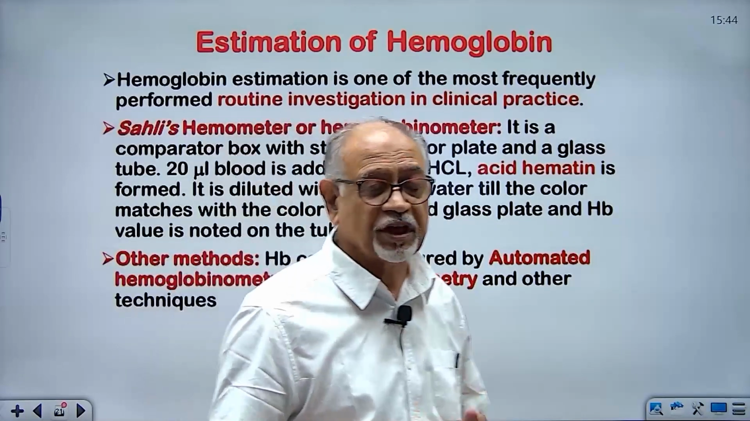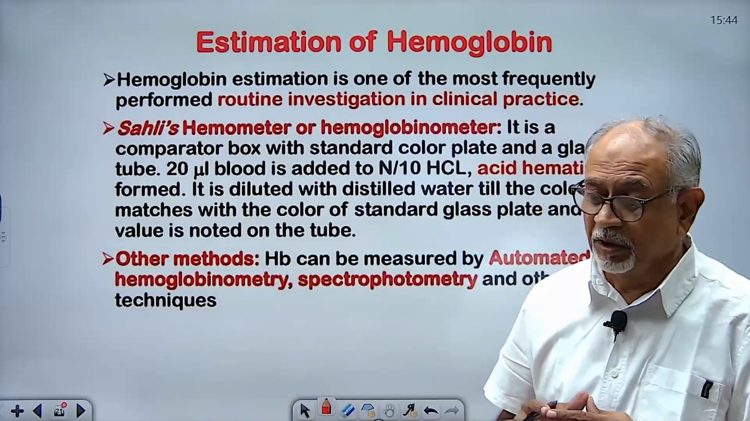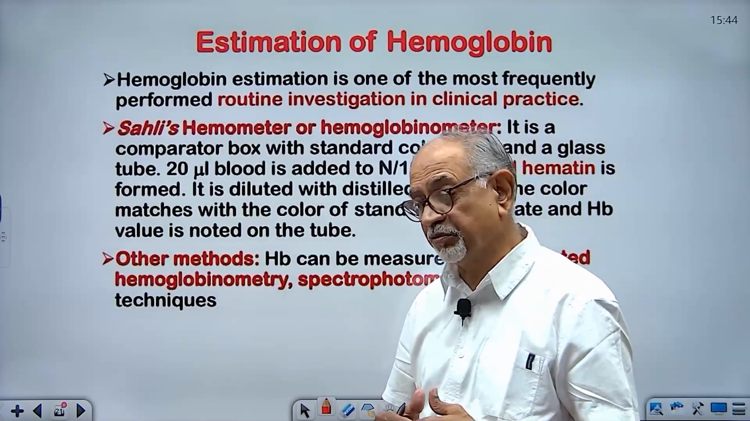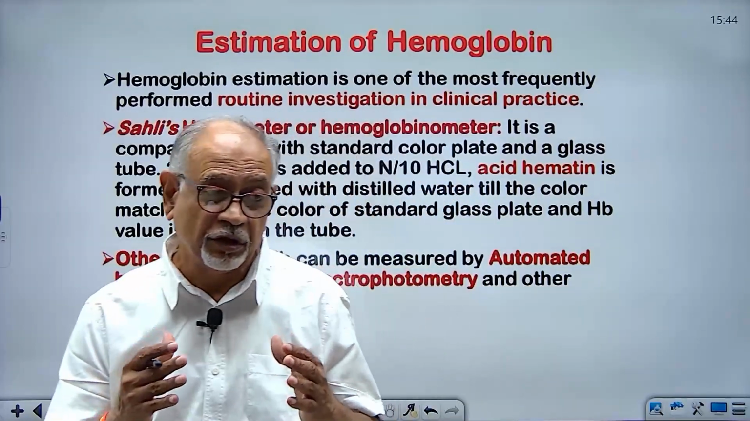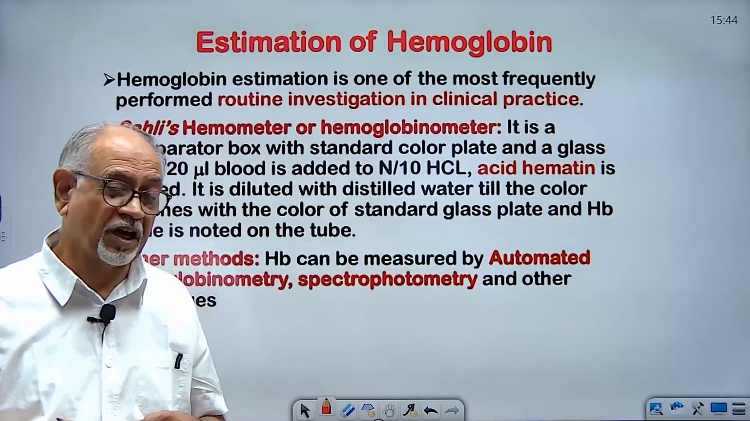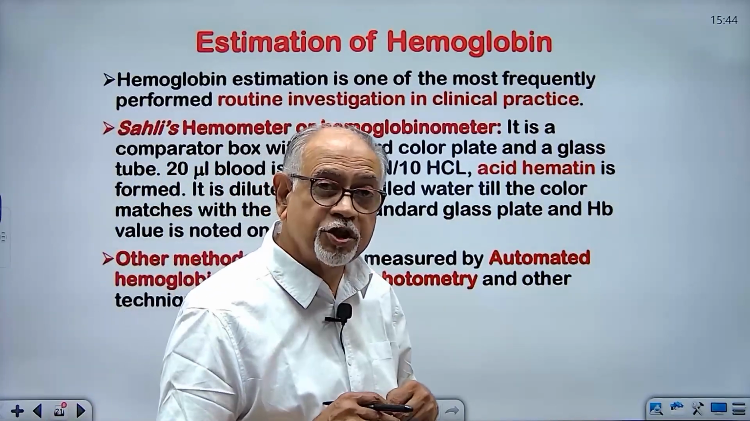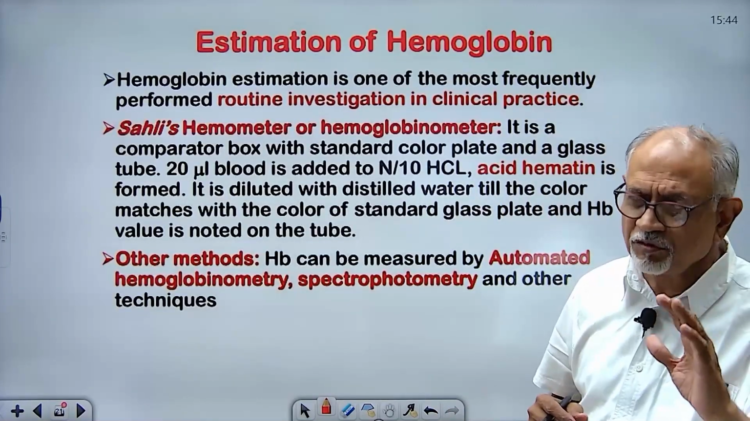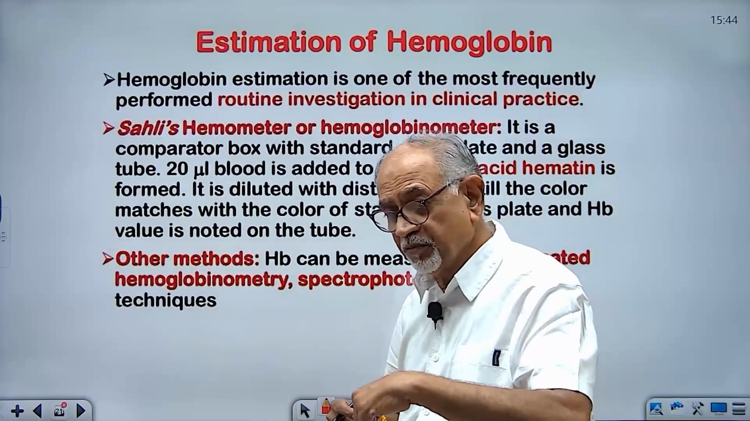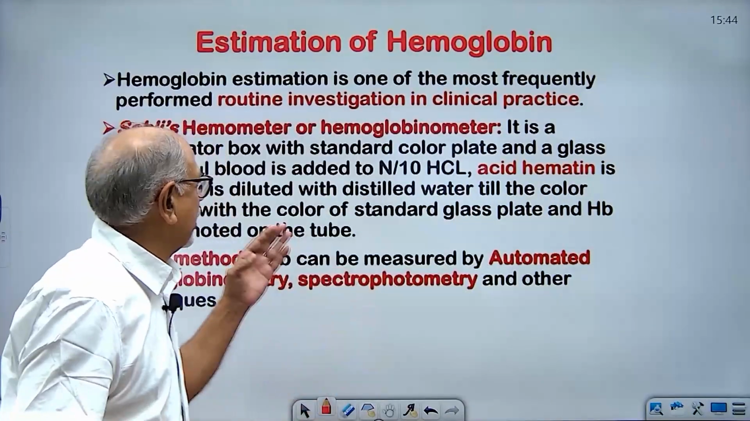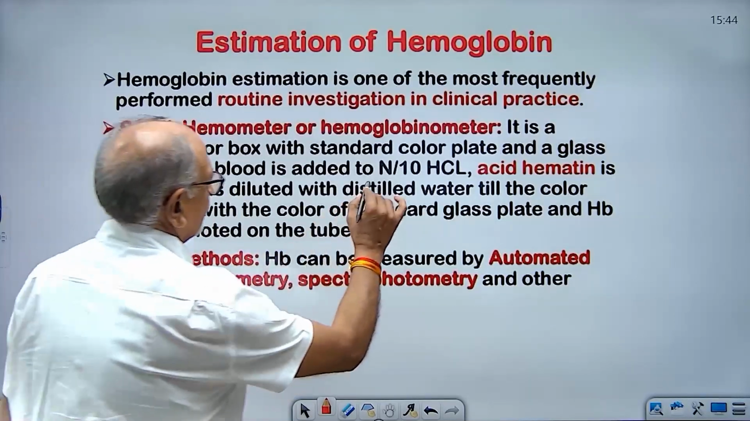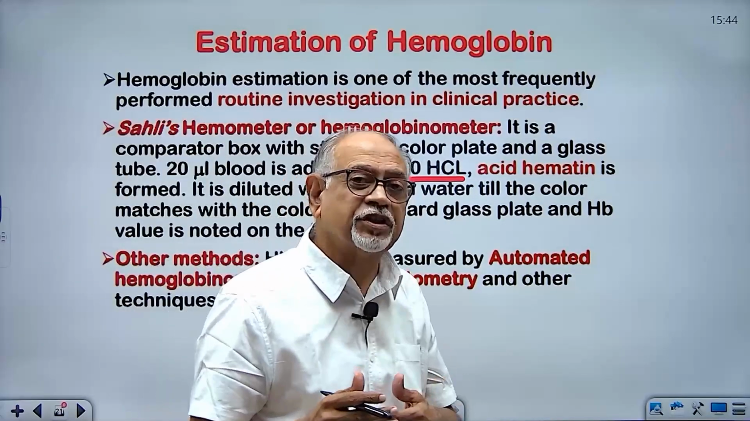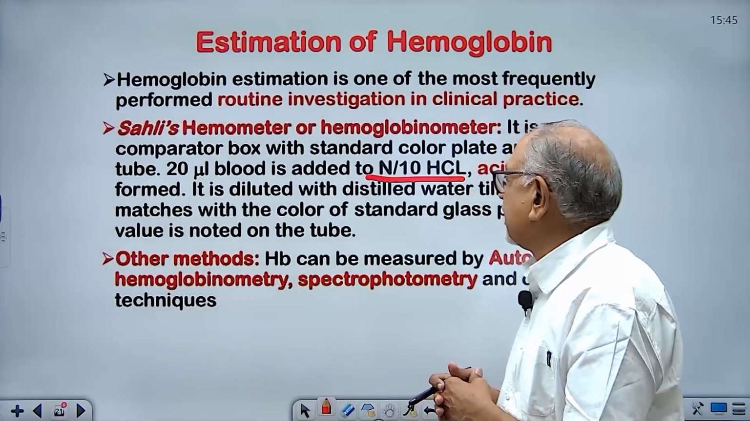You know, this is a sort of box, a comparator box, in which there are two colored glasses which are used for reference, and there is a middle transparent glass in which you can put the sample tube. The sample is collected through the hemoglobin tube, and then it is put in the tube and mixed with N/10 HCl. Now this N/10 HCl reacts with hemoglobin, forming acid hemoglobin.